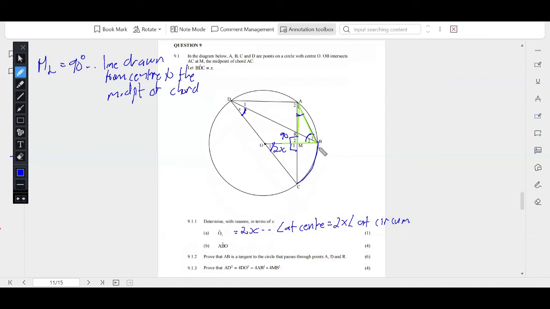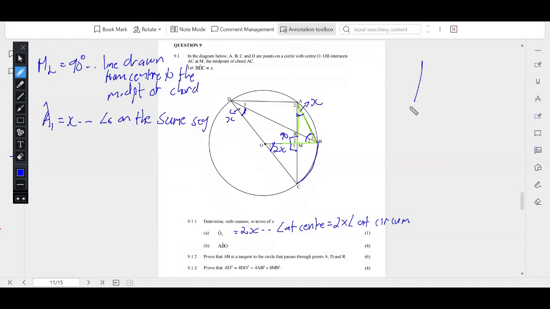Looking at A1, we can see that chord BC is subtending an angle here, which is A1, and then also subtending an angle there, which is equal to X. So angles subtended on the same chord are equal, right? Because they're subtended by the same chord here. So that means A1 is also equal to X. And our reason is angles on the same segment.